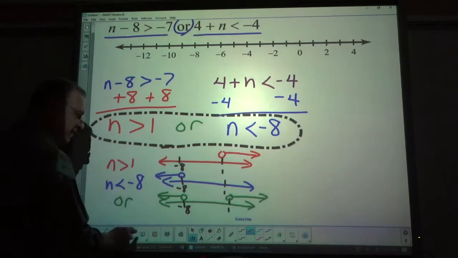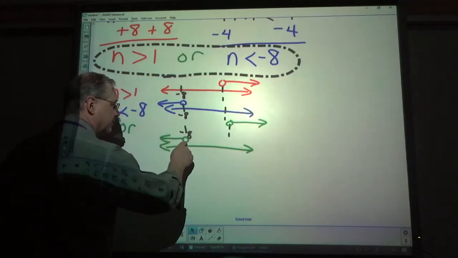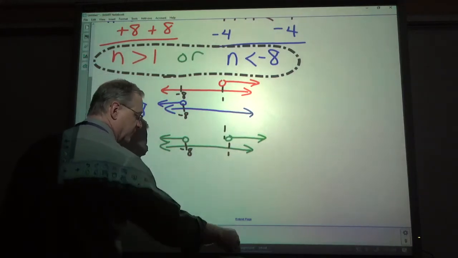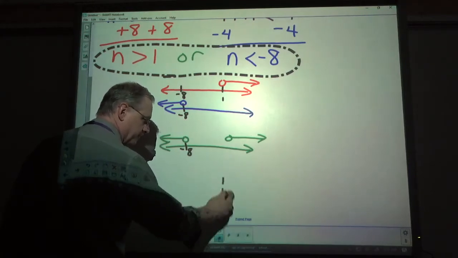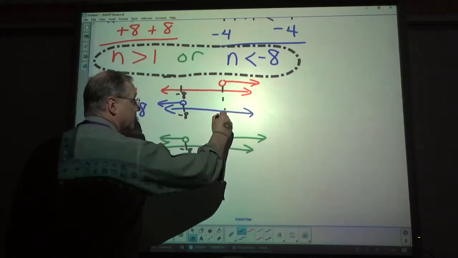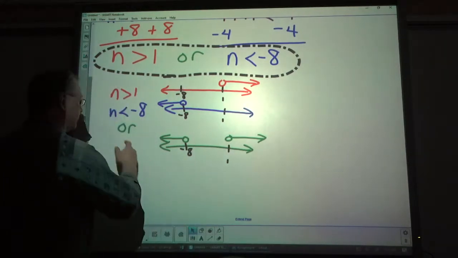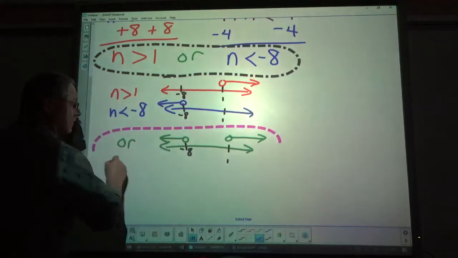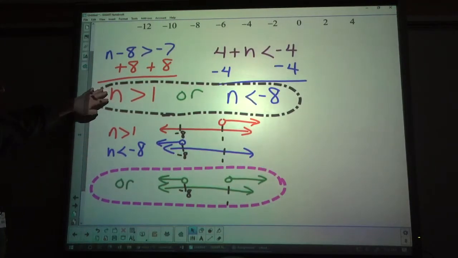So I could say, maybe I'll extend it and I'll bring this down a little bit so that we have it a little separated. Oh, that's connected. All right. This is our OR graph answer. So we have our inequality answer and our graph answer. You have to have both.